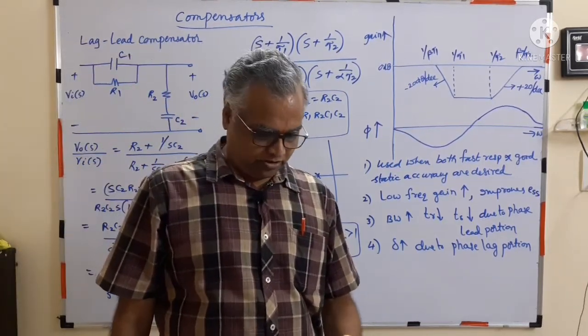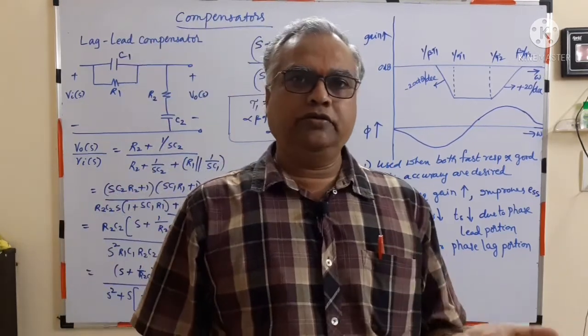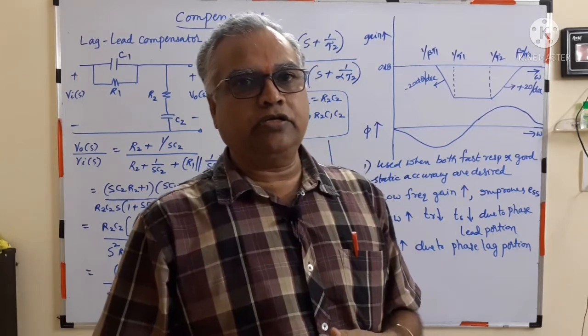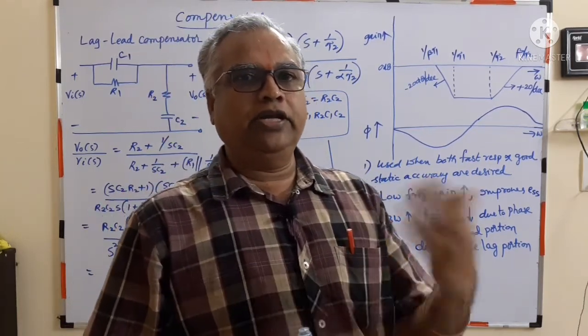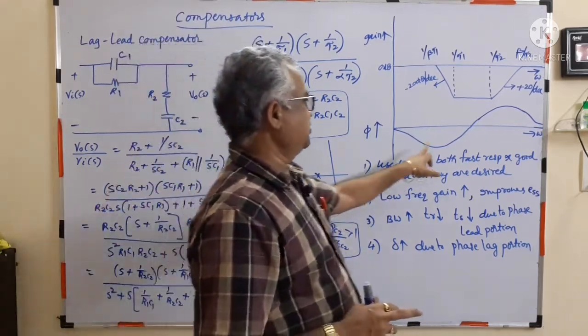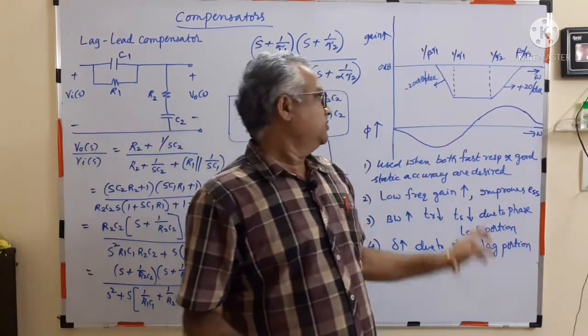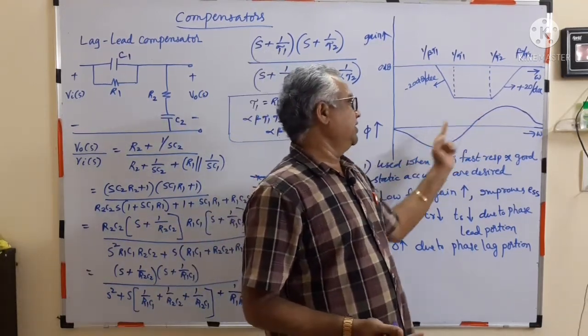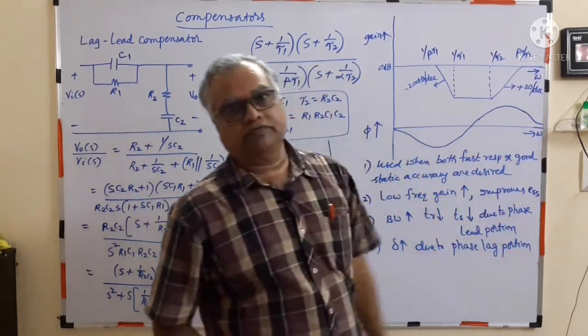Continuation of the topic. In the previous class we studied the lead compensator and the lag compensator. Today we are going to study the lag-lead compensator. Lag-lead, because first it will give a negative angle, later it will give a positive angle. Negative means lagging, positive means lead. Lag-lead network.